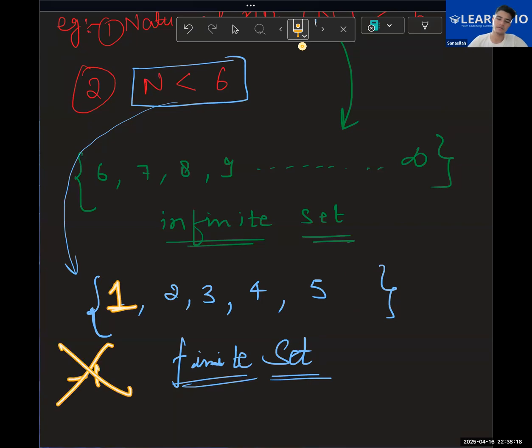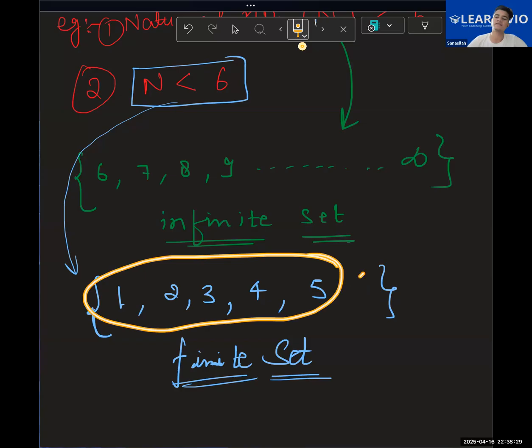And this is starting from 1. Minus 1 is not a natural number. Natural numbers are those numbers that start from 1 and go to infinite. But in this case, we have less than 6. So all these numbers are less than 6, right?